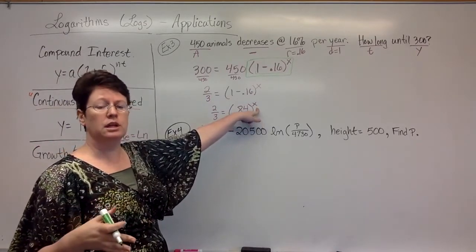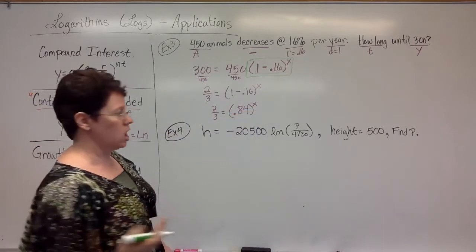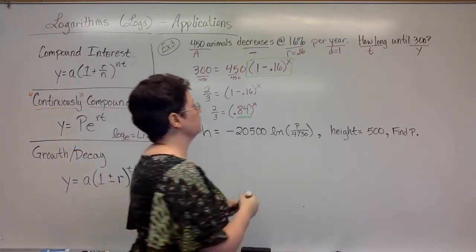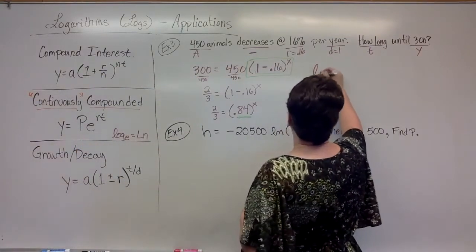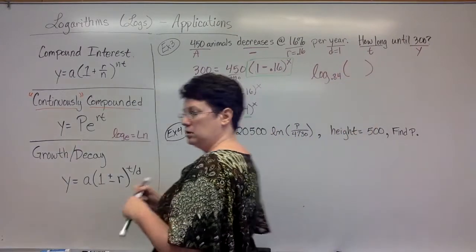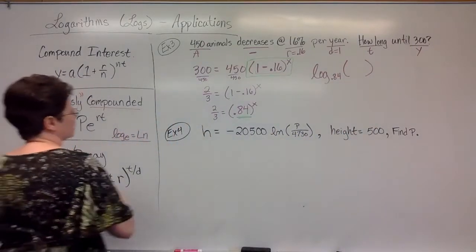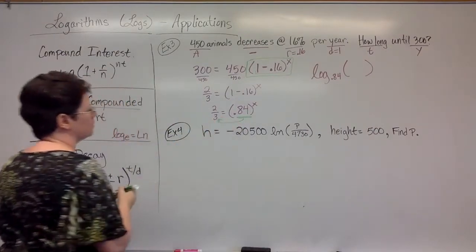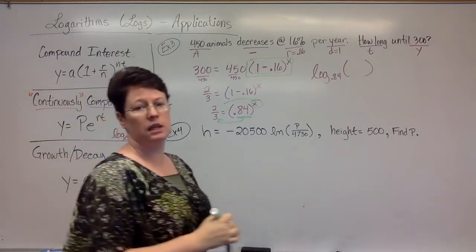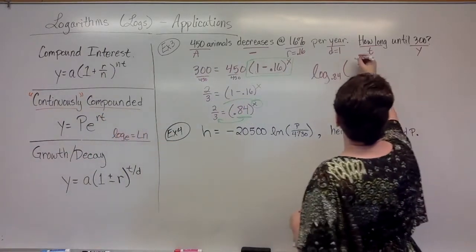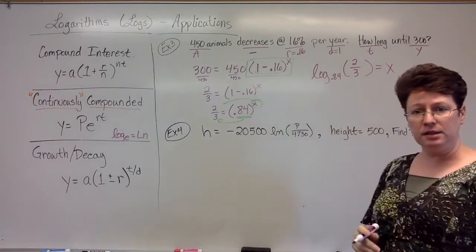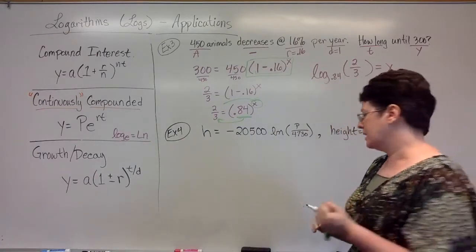If x is in the exponent, I turn it into a log. Where's my base? Yeah, my base is 0.84. So I'm going to have log of 0.84. Of what? Go to the opposite side of the equation. Yeah, it's the 2/3 because it has to be equal to the exponent at the end. Okay, so I put my 2/3, and that equals x. Is x by itself? Yes, x is by itself.